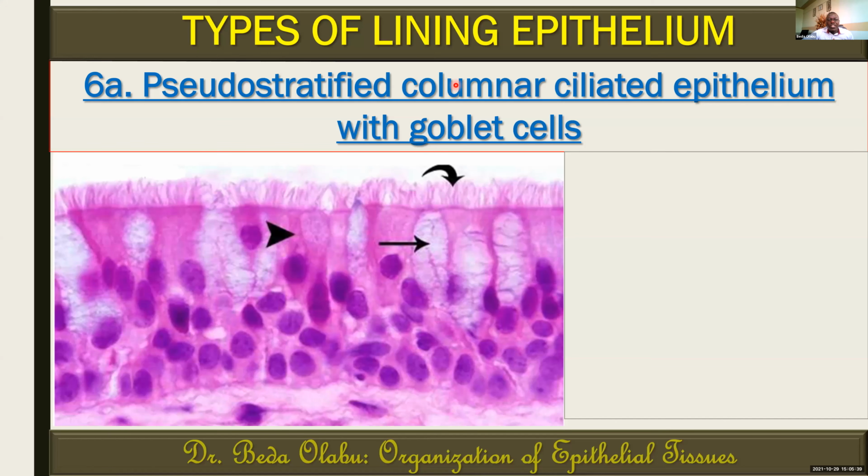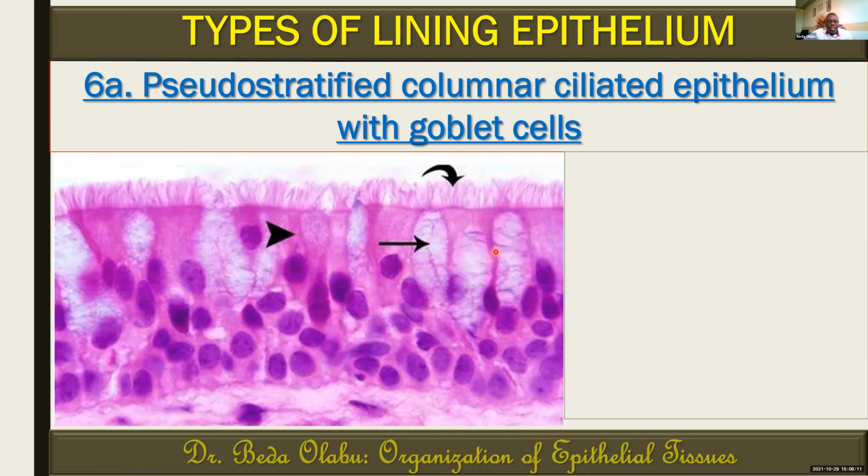Again, based on the apical specialization. Remember, I told you that there are some instances where we will need to classify epithelium based on the third parameter, the structure on the apical surface. So based on this, there are three subtypes of pseudostratified columnar epithelium. The first one looks like this.